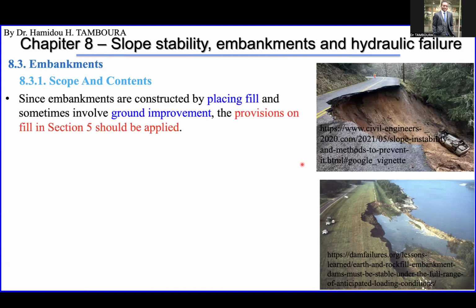Since embankments are constructed by placing fill, as you can see, you just come and place fill on the ground. So you have some time to do ground improvement, because you are bringing weight onto the ground. You have to make sure the weight you are bringing can be supported by the ground. That's why sometimes you have to do ground improvement to improve the bearing capacity of the ground.